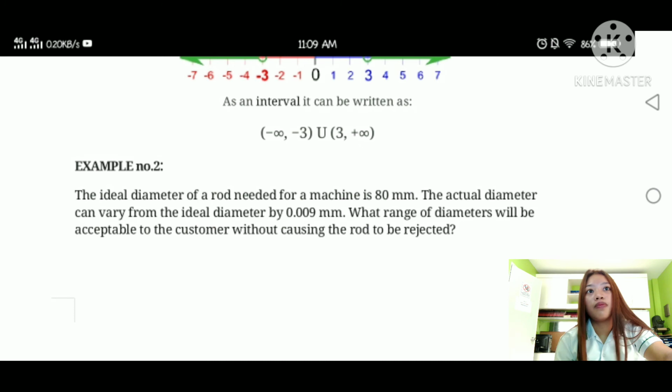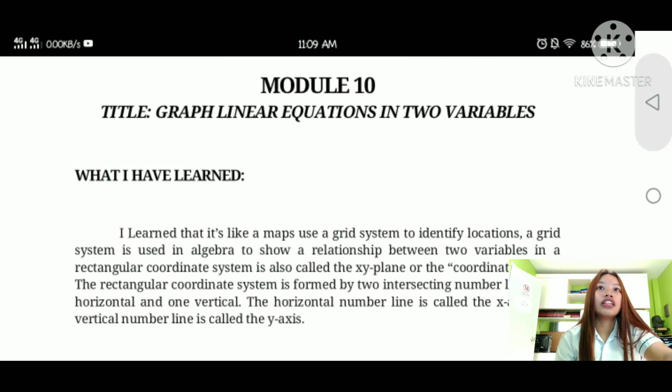There are a lot of examples here on how you are going to solve them. Then the last module is module 10, entitled Graph Linear Equations in Two Variables.